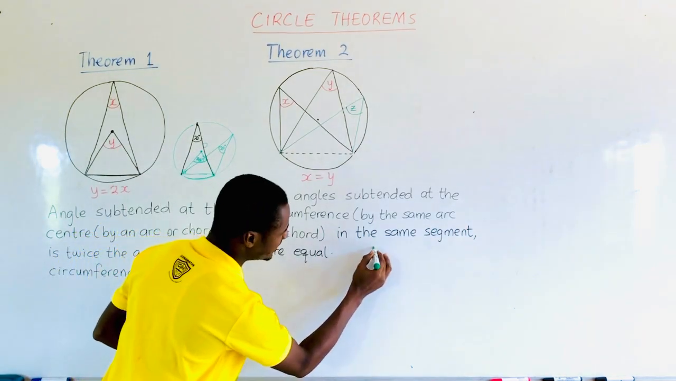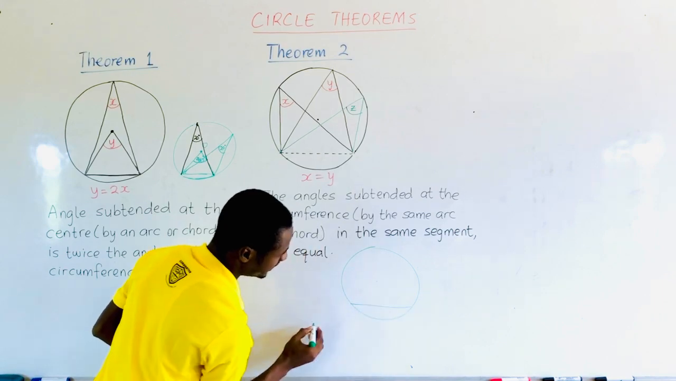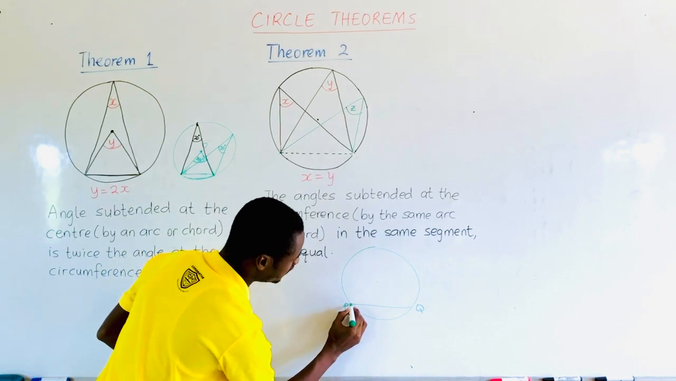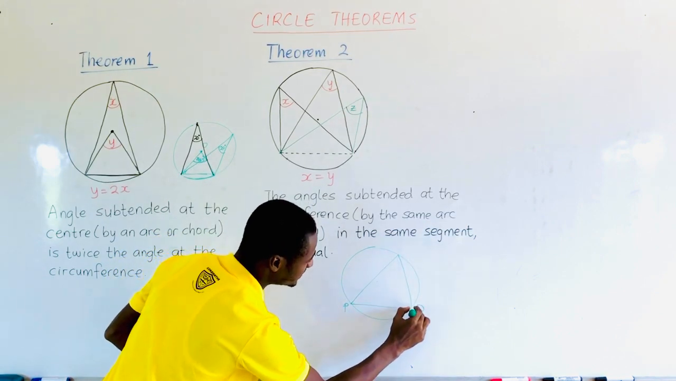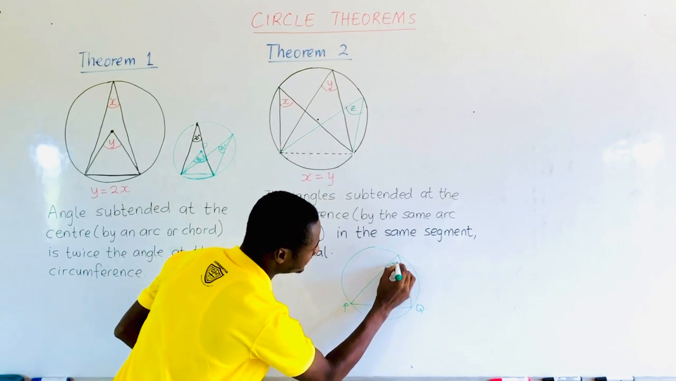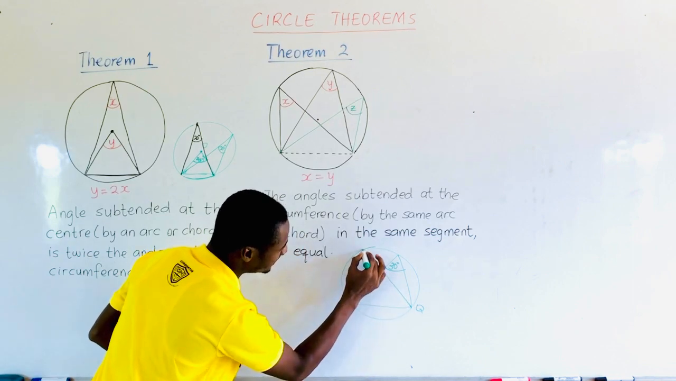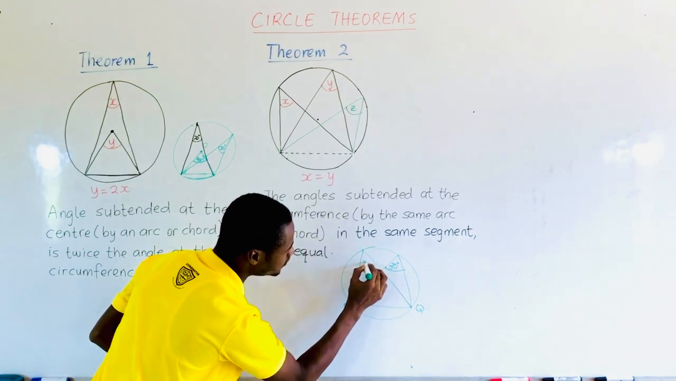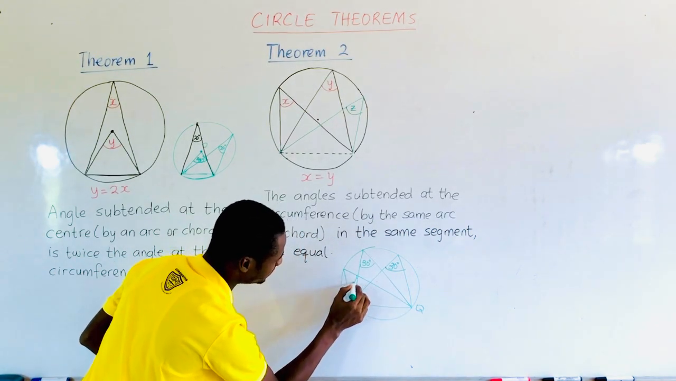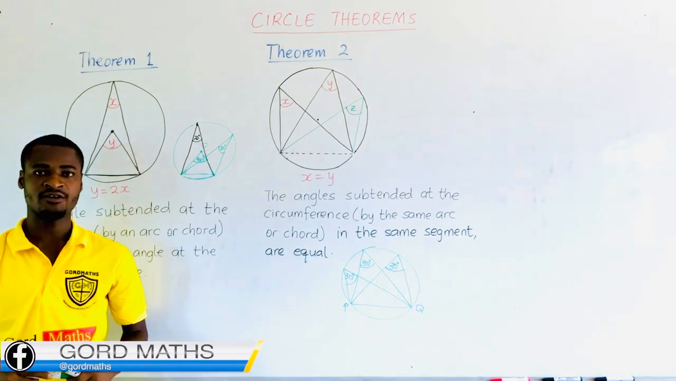Now, if we have a circle, then we have a chord PQ of the circle. This chord subtends an angle onto the circumference in the same segment. And let's suppose this angle is 30 degrees. Then any other angle that will be subtended by the same chord is also equal to 30 degrees. That is the second theorem of a circle. Now we will look at the other theorems of a circle.